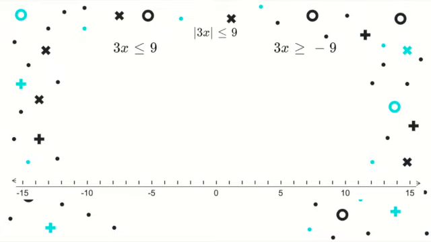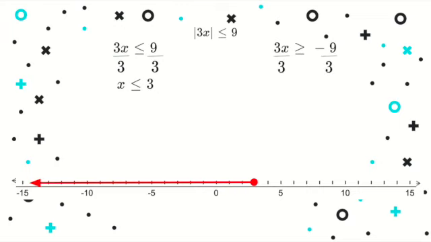So let's solve the positive case first. We're going to divide both sides by 3. We're going to get that x is less than or equal to 3. Graphing it will be a solid dot at 3 and all numbers to the left. Now in the negative case, we'll do the same thing, but this time we get that x is greater than or equal to negative 3. Graphing it at negative 3 with a solid dot, all numbers to the right. Notice that there's a big overlap here.